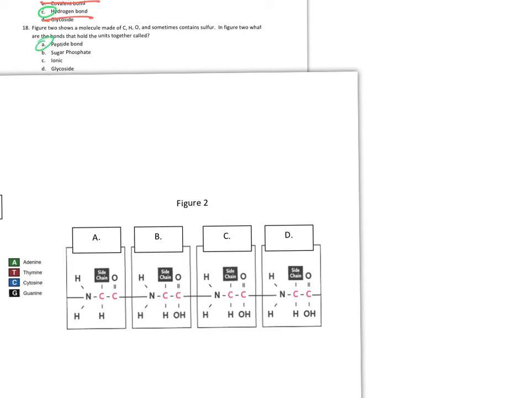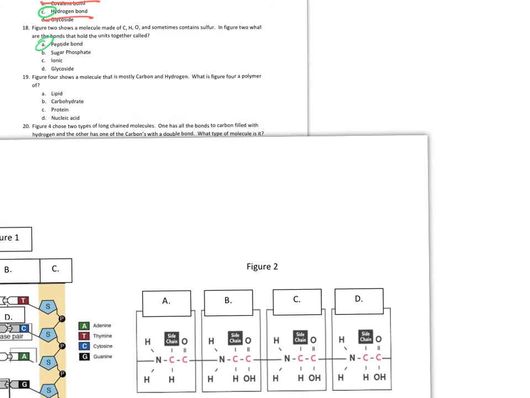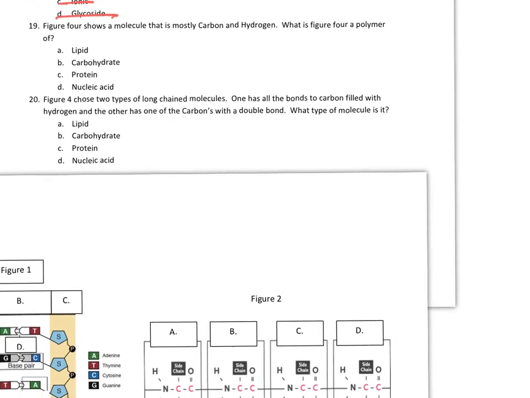Every one of these I promised you was going to be on a test. I said, please remember, this is going to be on a test. And I studied it. And you did. I know, and you messed up, and that's okay. You'll do better on the actual test, right? So sugar phosphate, no, that's for DNA. Ionic is not, and glycoside is not a thing, right? So, all right. Let's go ahead and take a look at the next one.